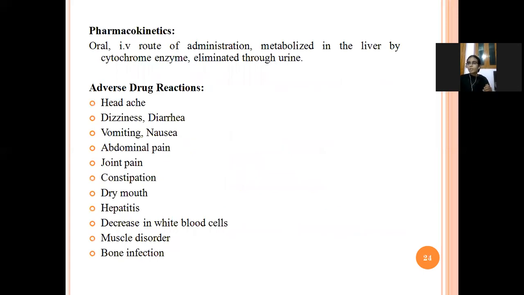Next pharmacokinetics are, it is given by oral and intravenous routes of administration, and it is metabolized in the liver by using the cytochrome enzyme, and it is eliminated through the urine. Adverse drug reactions are headache, dizziness, diarrhea, vomiting, nausea, abdominal pain, joint pain, constipation, dry mouth. Hepatitis means infection of the liver, decrease in white blood cells, muscle disorder, and bone infection.